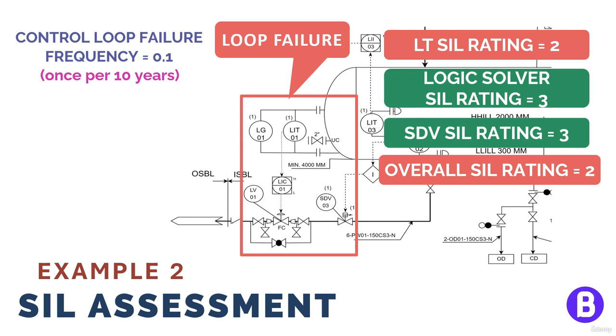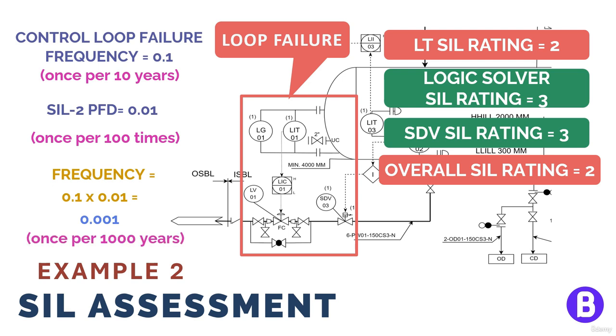The probability of failure on demand of SIL 2 protection is 0.01, which is equivalent to once per 100 times. So the frequency here of the event shall be the multiplication of 0.1 times 0.01, which is 0.001, or once per 1000 years. Remember that when we say once per 1000 years, this doesn't mean that it shall happen after 1000 years. It can happen at any time, but it's an indication of the probability of the consequence occurring.